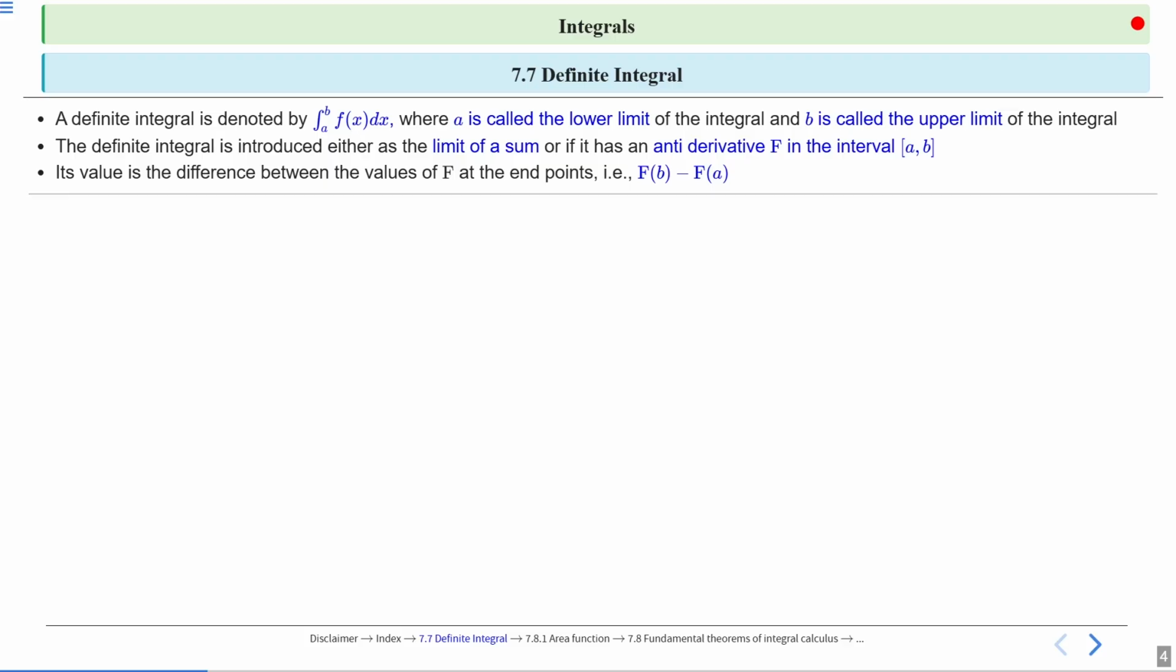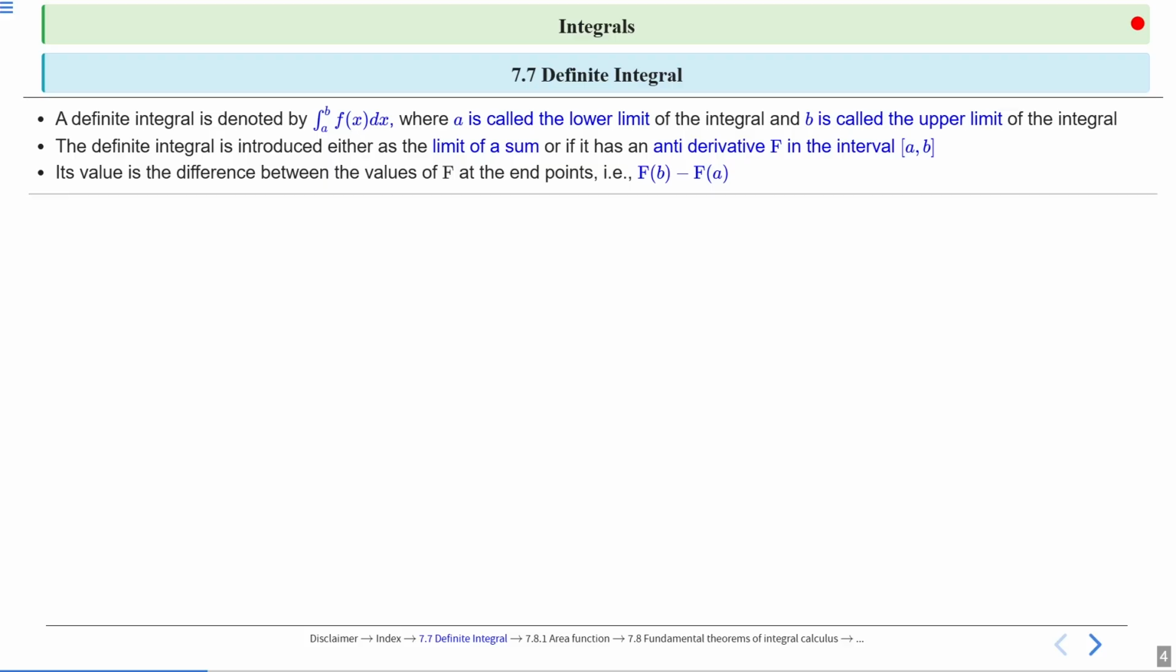Its value is the difference between the value of f at the endpoints. So what is the value of the definite integral? That is noted as integral from a to b f(x). Its value is F(b) minus F(a), where b is the upper limit and a is the lower limit. And what is F? F is an antiderivative.